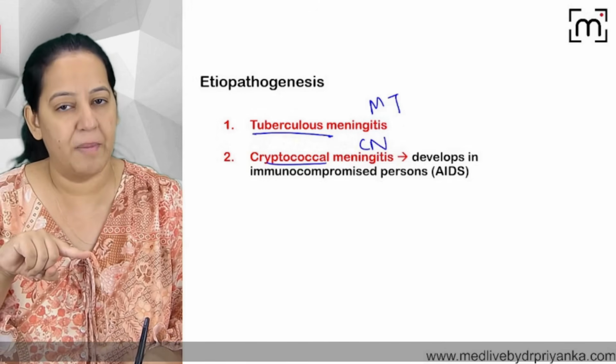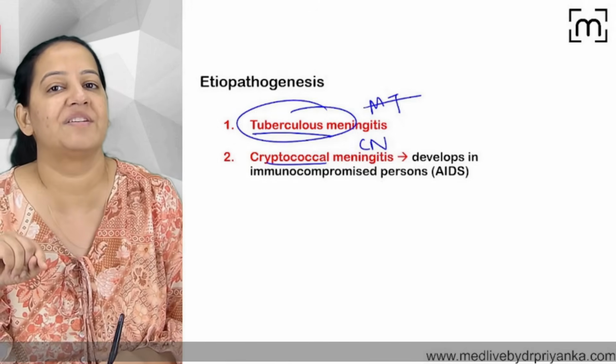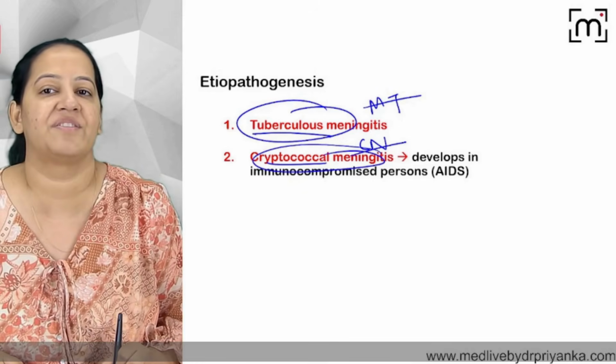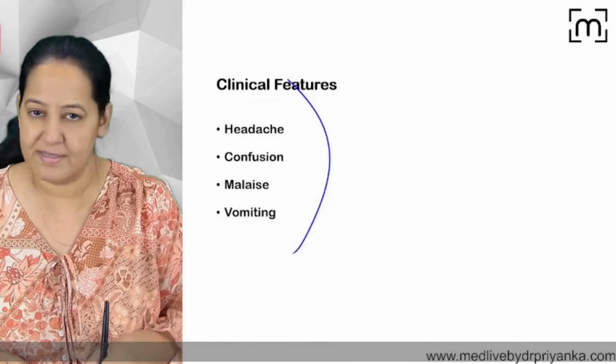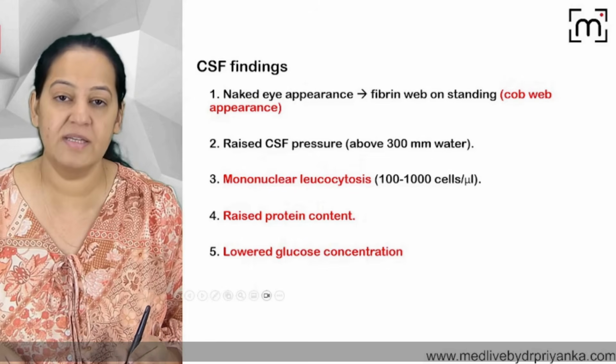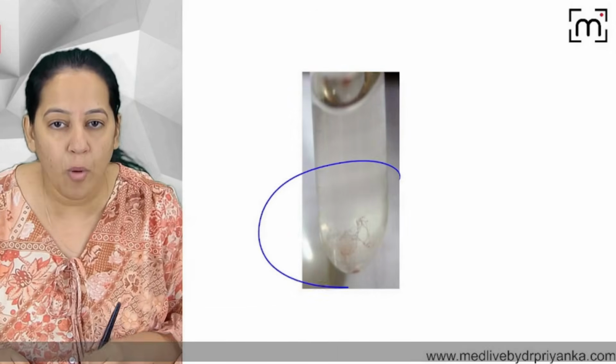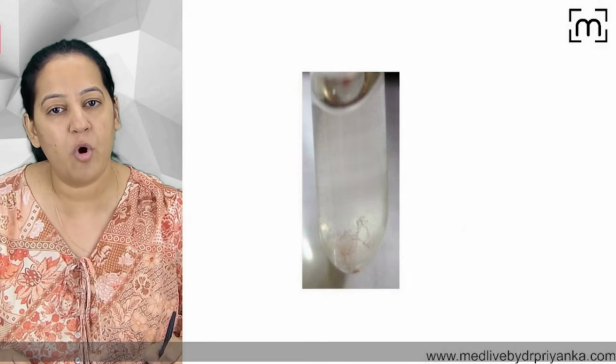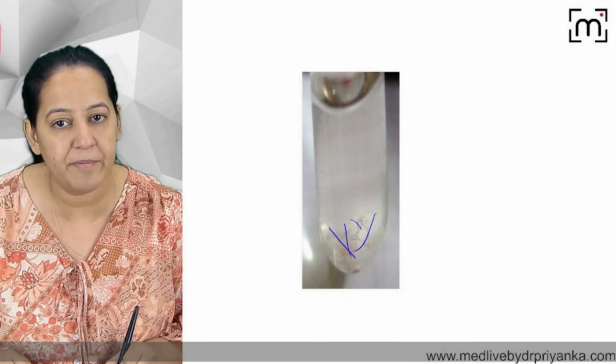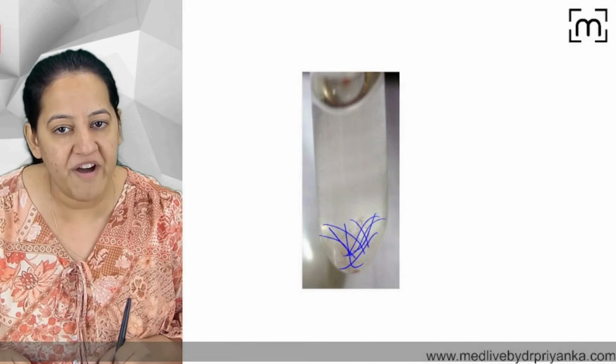Mycobacterium tuberculosis causes tubercular meningitis, and Cryptococcus causes cryptococcal meningitis. Symptoms are the same. There is nothing different. If you see the gross appearance, you will see a cobweb appearance. What do we mean by cobweb appearance? Appreciate the cobweb appearance.